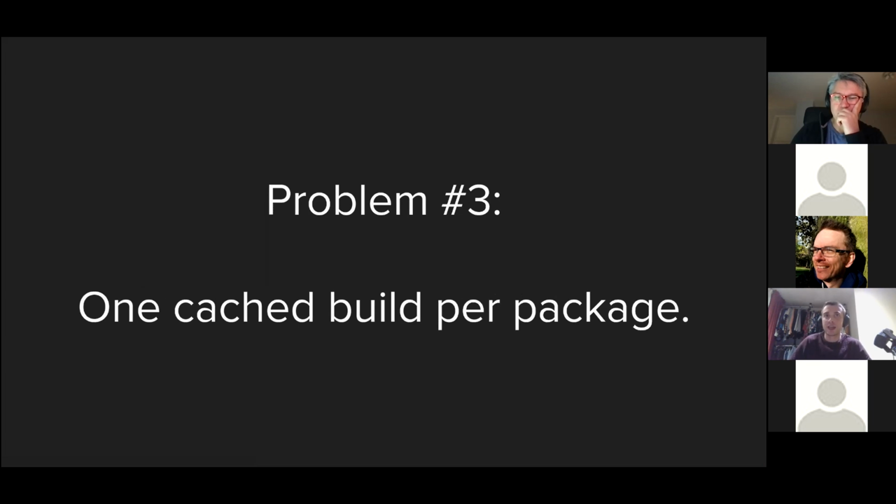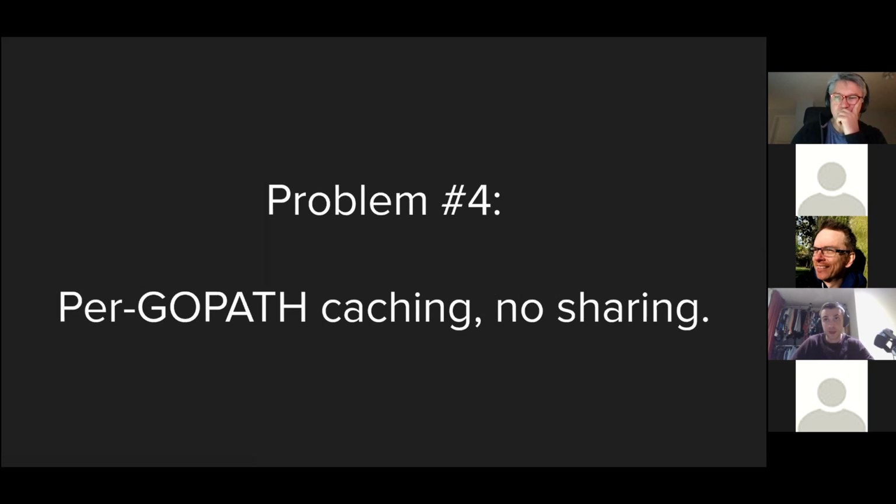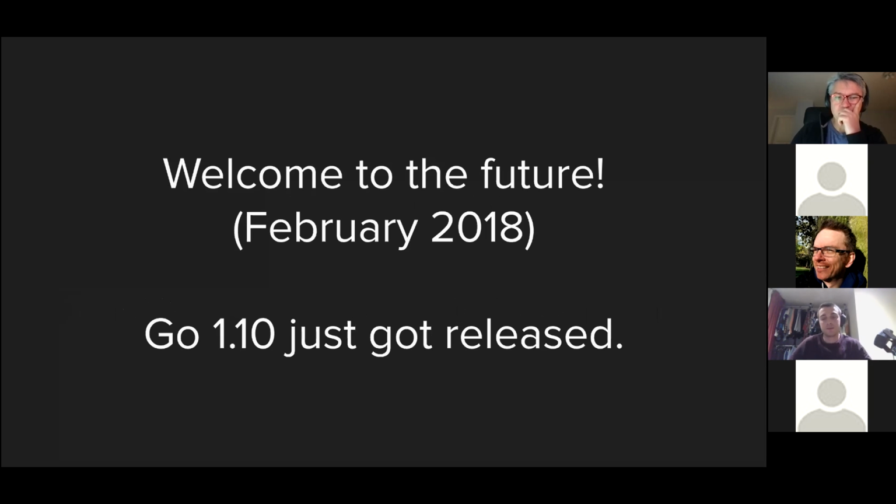And it's only one cached build per package, or rather per package path, even if you want to keep two versions cached at the same time. And there's no sharing between Go paths. And having all of your system use a single Go path is possible, but then all of your builds have to use the same versions of each package, which is kind of difficult if you work on multiple projects at a time. So let's jump ahead about 6 months, and now Go 1.10 got released.